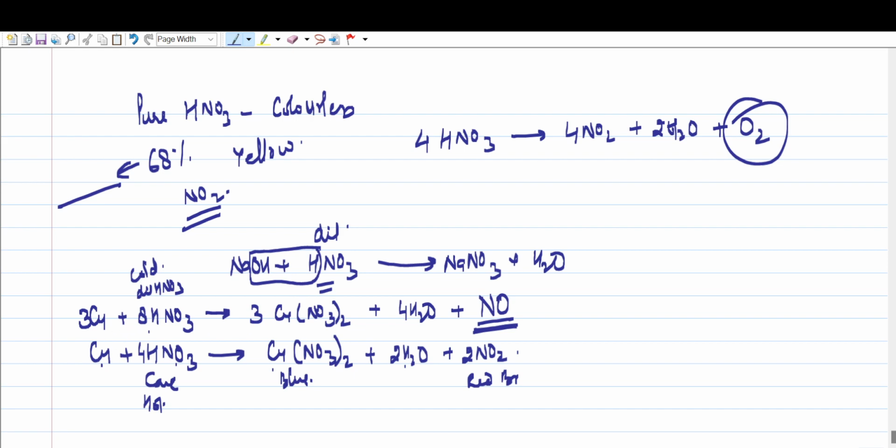So how will you know the acid is dilute or concentrated? You take copper, right? So if the acid is dilute and cold, then nitric oxide is formed. If the acid is concentrated and hot, then you will get reddish brown fumes. So copper, or zinc or iron, they are used to distinguish between the two types of acid. Is this clear? Now carbon combines with nitric acid.